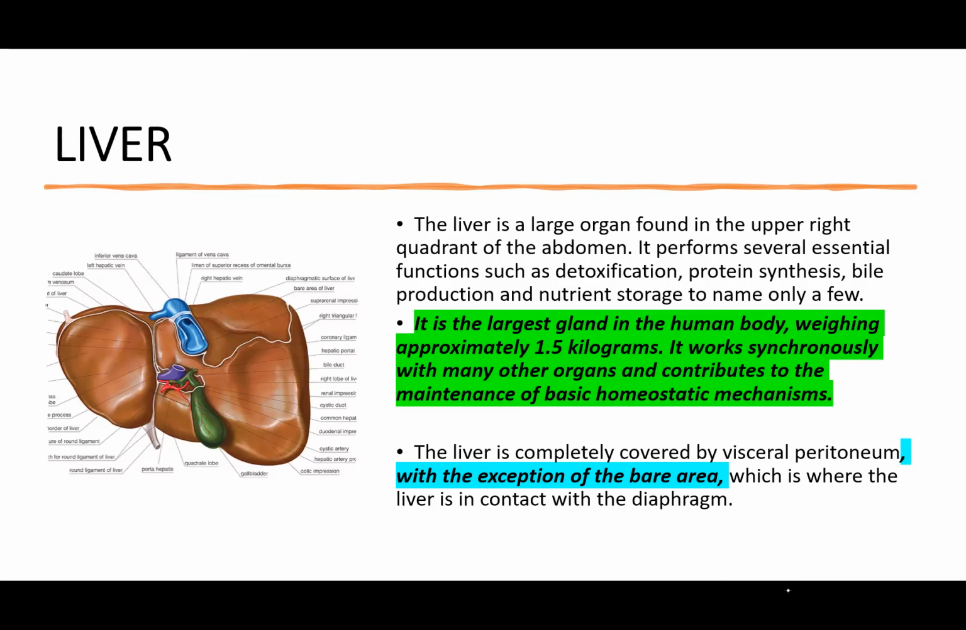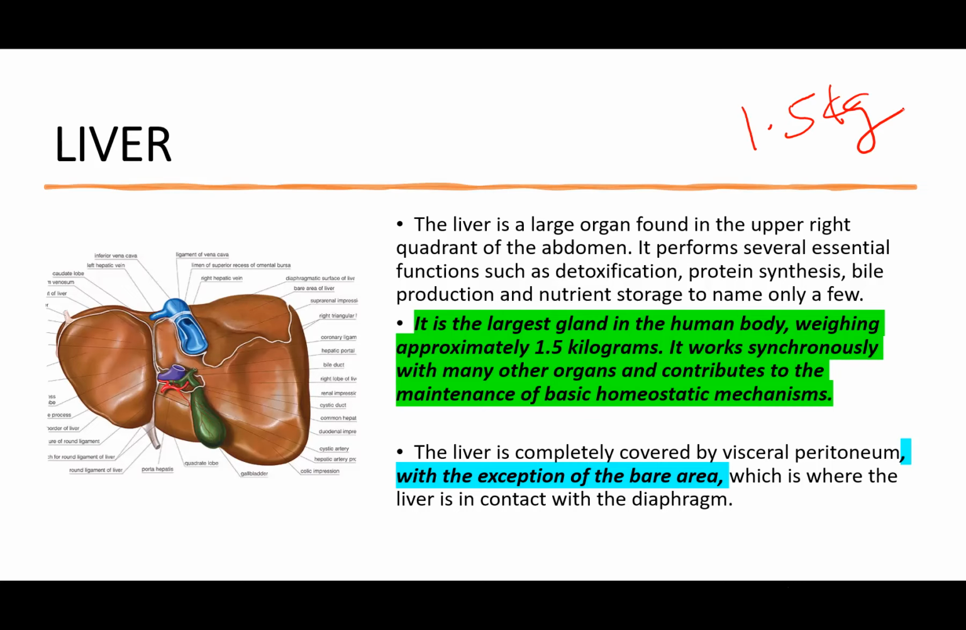The liver is the largest organ found in the upper right quadrant of the abdomen. It performs several essential functions such as detoxification, protein synthesis, and bile production, and also storage of nutrients. What is the weight? It's about 1.5 kilograms. Now, it works synchronously with many organs and contributes to the maintenance of basic homeostasis.